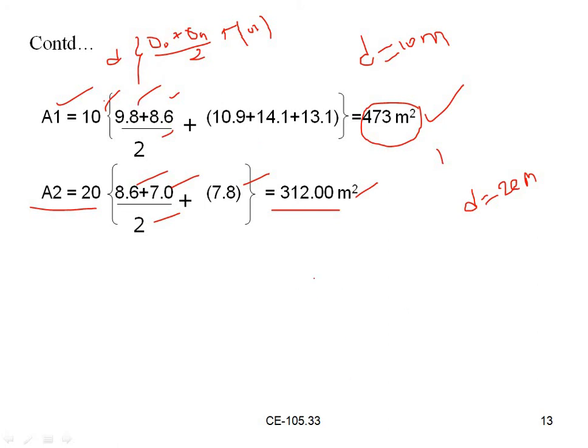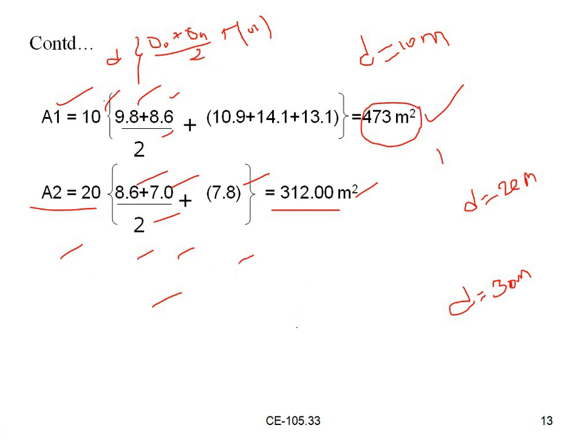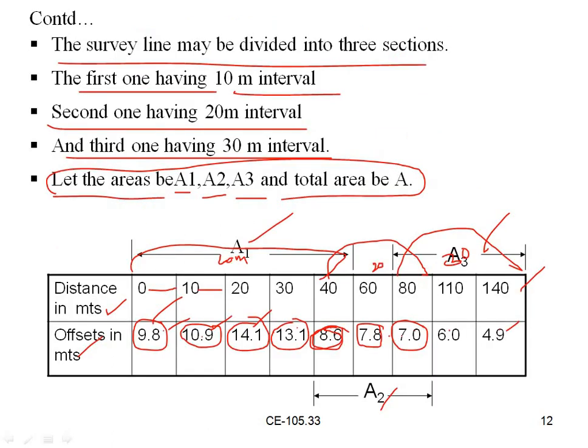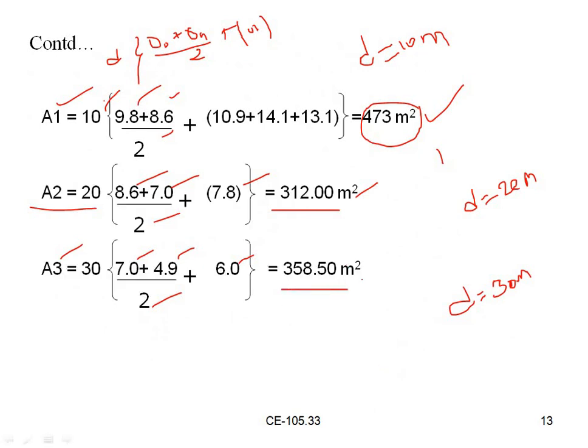So this is the length area here. And the next is A3. So for A3 also, the interval is D equal to 30 meters. So now let us see 7.0 plus 4.9 by 2 plus 6.0. So that is this one, 80 to 140. So again 7.0 plus 4.9 by 2, the remaining is plus 6.0. So we will get 358.50 meters square. So this is the A1, A2, A3 areas.